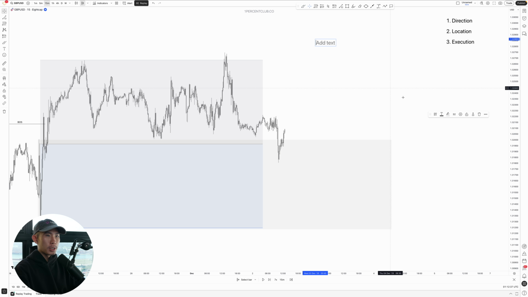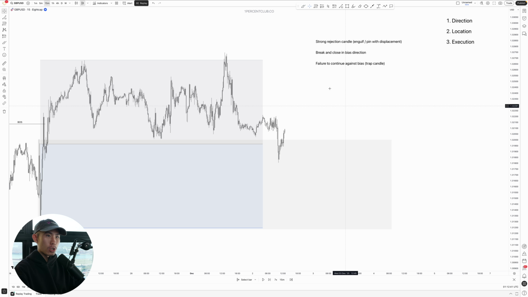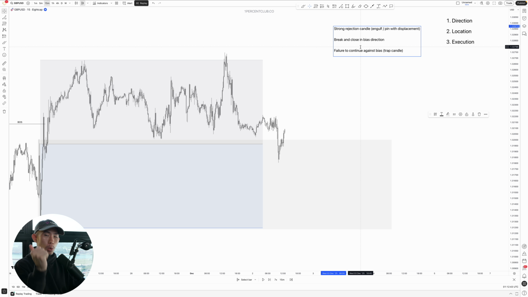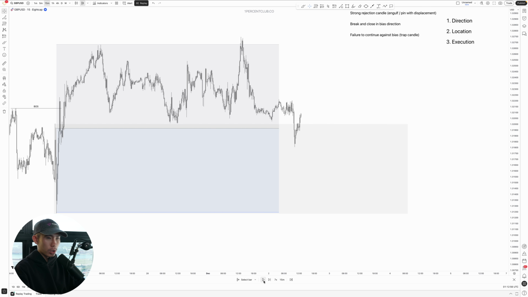So the confluences that I'm going to be using today are these 3 confluences that are all based on pure price action. Number 1, a strong rejection candle. Number 2, a break and close in the buyer's direction. And number 3, a failure to close and continue against the buyers. I'm going to explain everything, all right? So don't worry if you don't understand anything that I just mentioned right there.